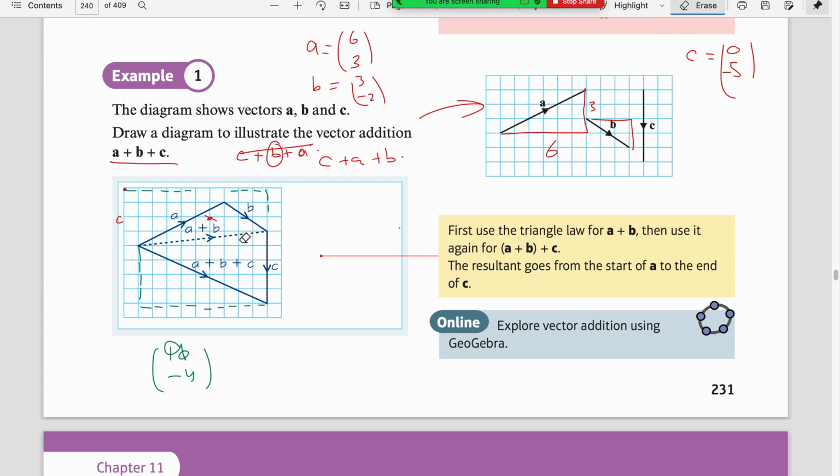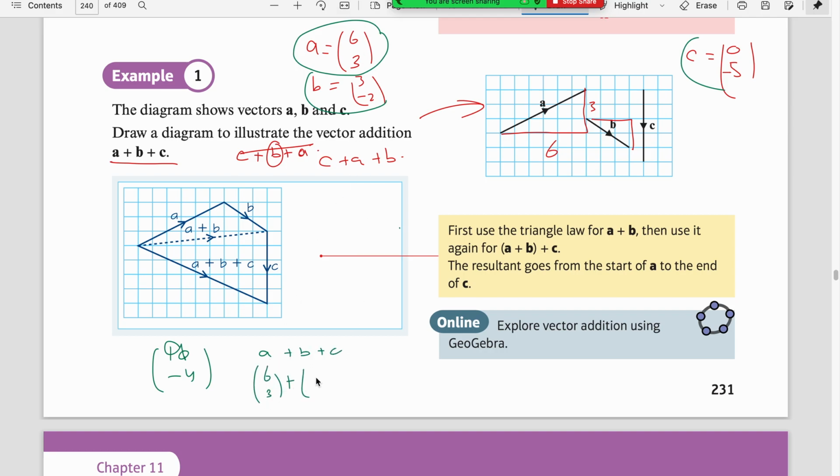The other way we can do it is solving with the column vectors. You see, we have already written it in column vector form, A, B and C. Right here, this is A, B and C. When the question tells you to solve for A plus B plus C, we can add these columns directly.